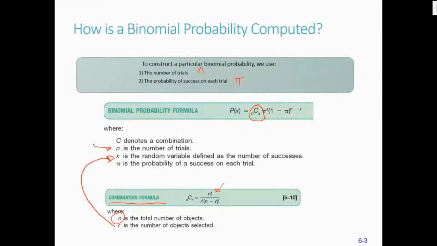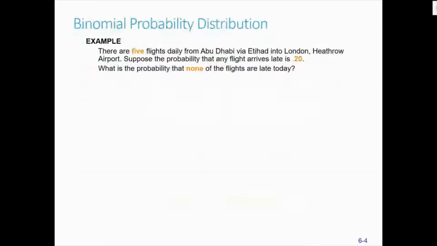So once you do the combination, then you multiply times pi. What is pi? Pi is the probability of success of each trial, to the power of x, which will be given to you in the exercise, times 1 minus pi to the power of n minus x. So we need to figure out in each exercise what is n, what is pi, and what is x. Once you figure out all these three numbers, then you can solve for the binomial probability distribution.